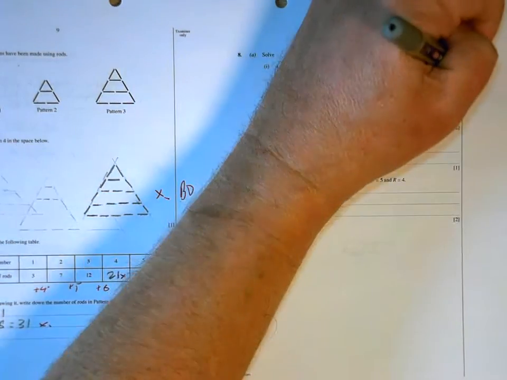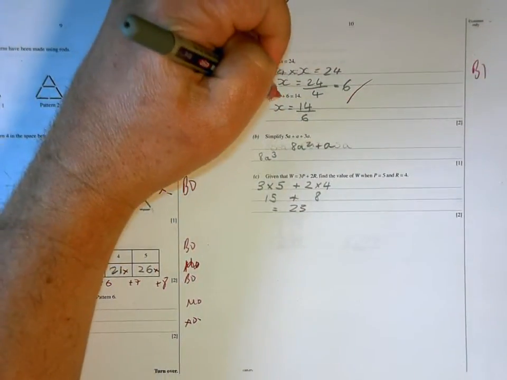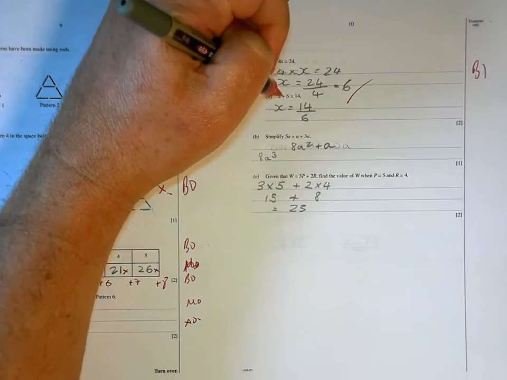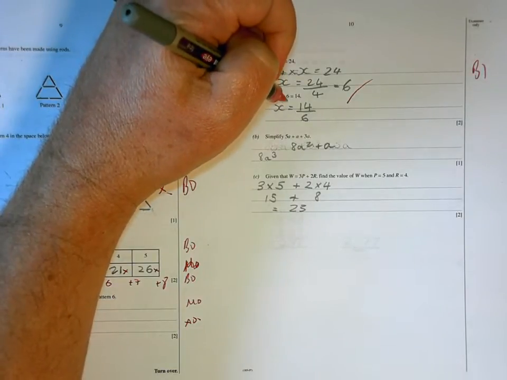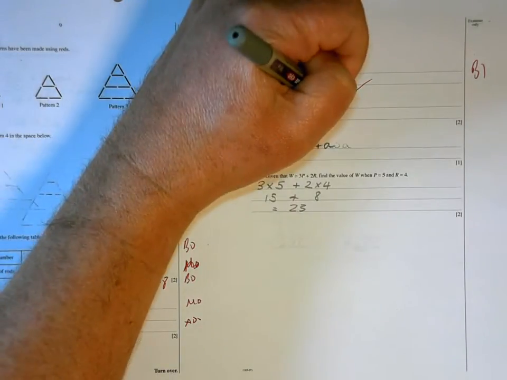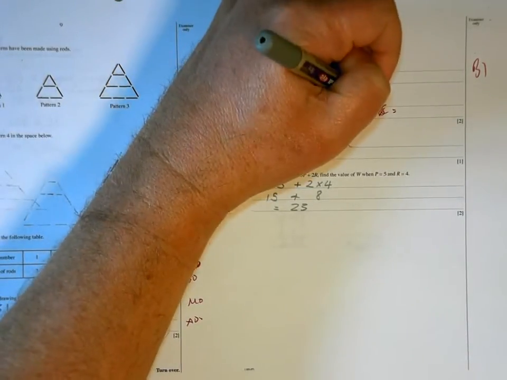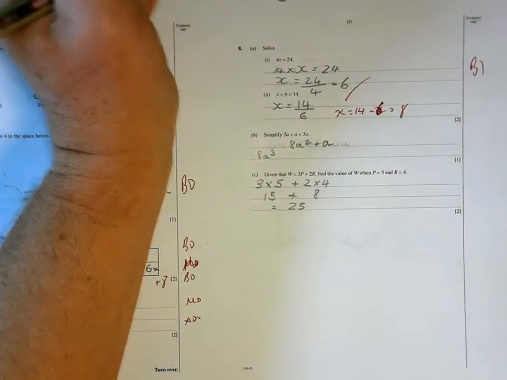That one's correct. This one isn't. The x and the 6 are joined by an add. It's an add 6. So to get the x on its own, you've got to do the opposite of adding 6, which is taking 6 away. 6, sorry, which is 8.